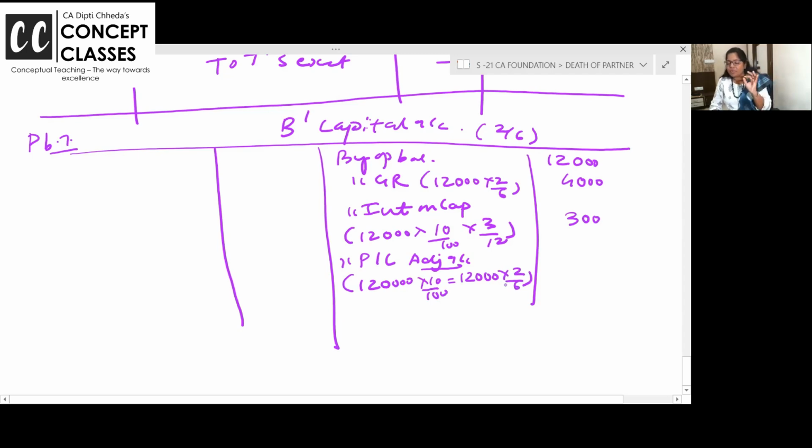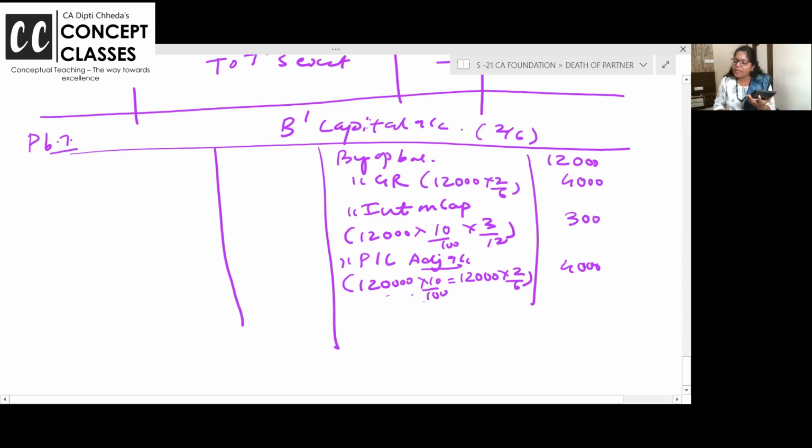See, listen all of you, read the language. Read again, I will also read again, you also read. Third point, the share of profit for intervening period is sales during that period. Sales during that period is 120 into 10%, so 12,000. And 12,000 into 2/6. I hope you all are getting. 12,000 is the profit for 3 months. In that, what is B's share? 2/6. That is coming to 4,000.